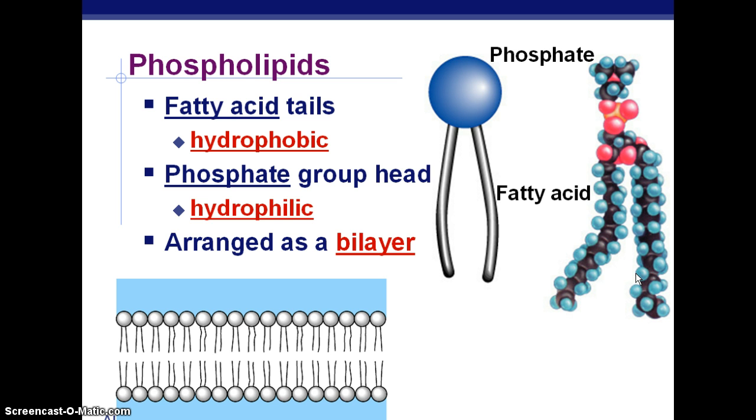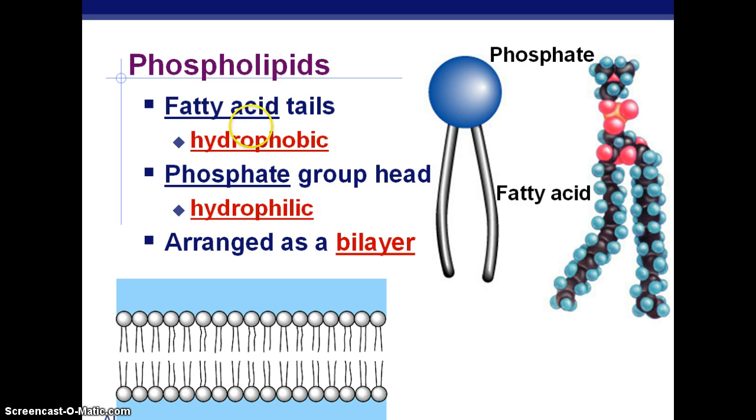The phosphate head is hydrophilic, right? So that means hydro prefix means water. Philic means it coincides or gets along well with, whereas phobic, you can think about phobias, the fear of, right? Hydrophobic is opposed to water. Hydrophilic works well with water.